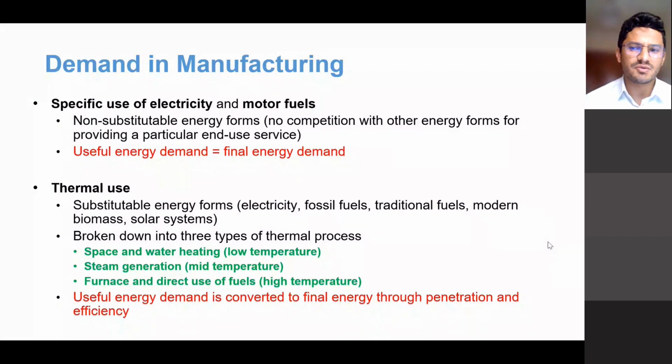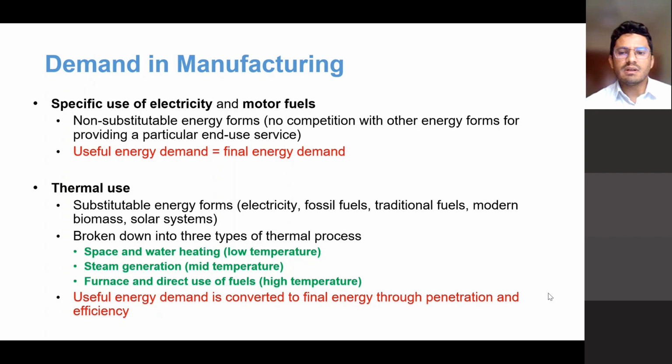Okay, this slide is very similar to what we presented for ACM. Again, if there is no competition between energy fuels, we have useful energy demand equal to final energy demand. And this is the case, again, for specific use of electricity and motor fuels, where there is no competition between energy carriers. But for thermal use, again, there is a certain market competition. We have different energy forms. We have electricity, fossil fuels, traditional biomass, modern biomass, solar systems, all of which can provide thermal energy in the industry.